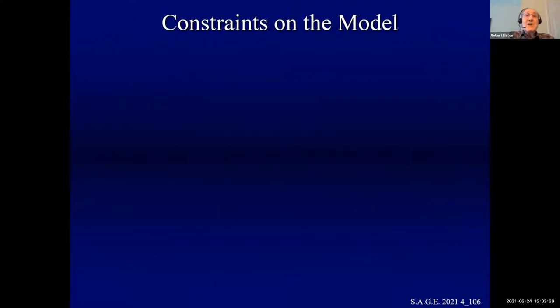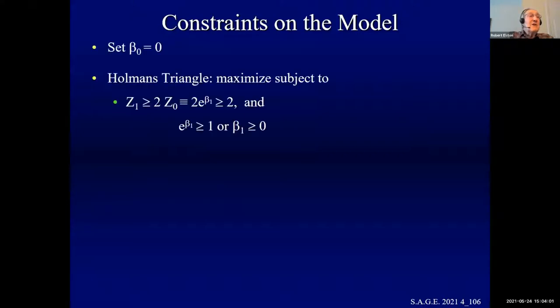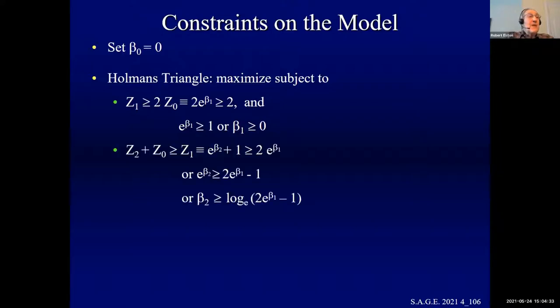Okay, so now we have to talk about constraints on the model. This is another little difficulty with the model. Set beta 0 equal to 0. And let us talk about the Holmans triangle, which maximizes. We've got them now using the notation z1, z2, and z0. And z1 greater than z2 is the same as z0, which is identical to 2 times e to the beta 1 greater than 2, and beta 1 greater than or equal to 0. These are restraints we put because of Holmans triangle. We'll see this pictorially later on.